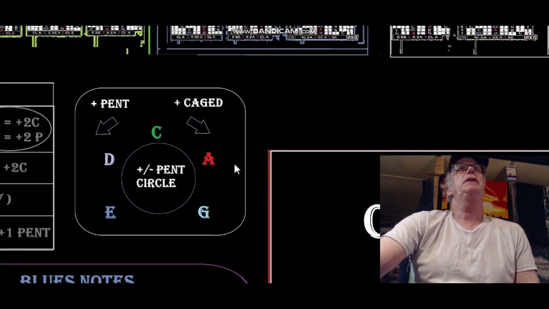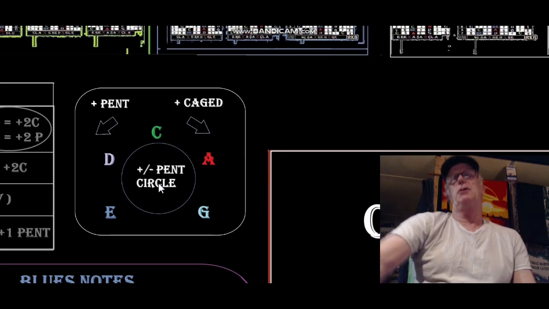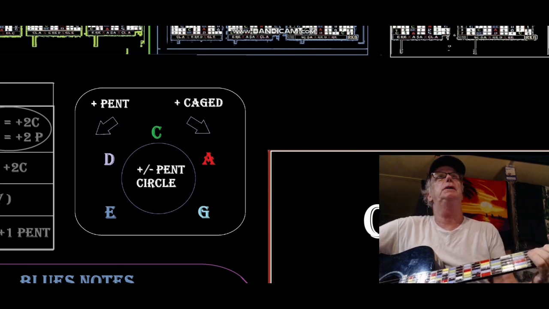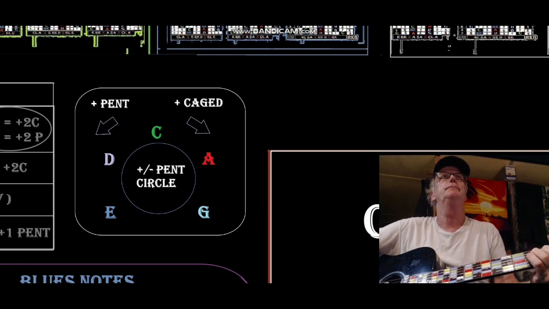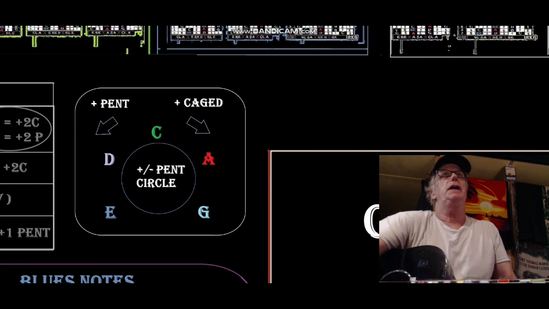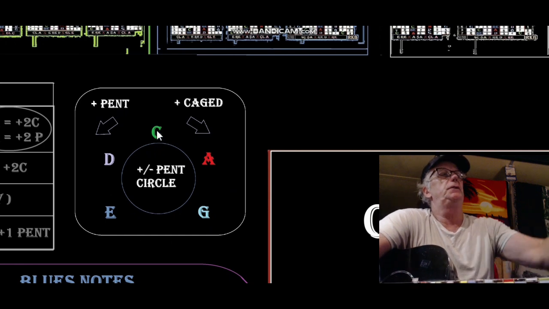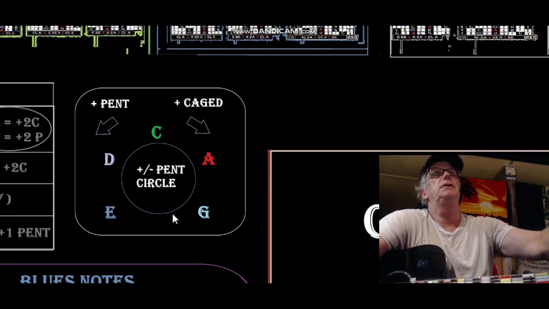Now it's a good idea to have a good plus or minus, I call it a plus or minus pent circle. Okay, so it's a good idea to have a nice little cage circle. C, A, G, E, D. Going this way, it's pent scale. C, D, A, G, A. Going this way, it's C, A, G, E, D.